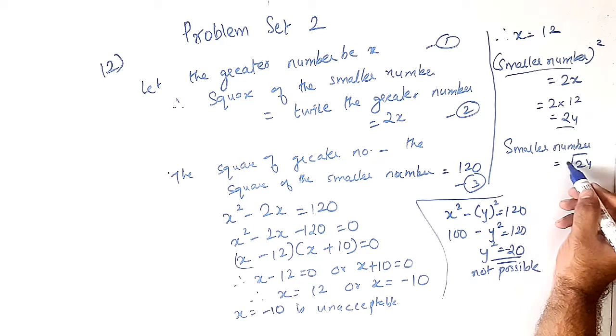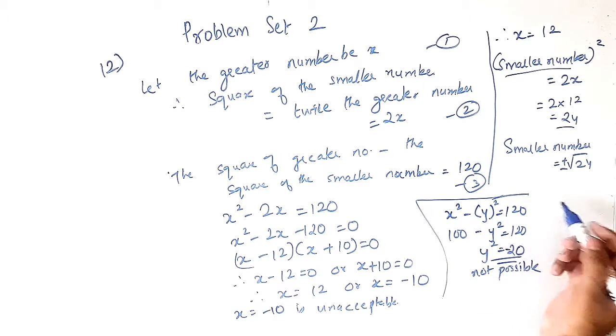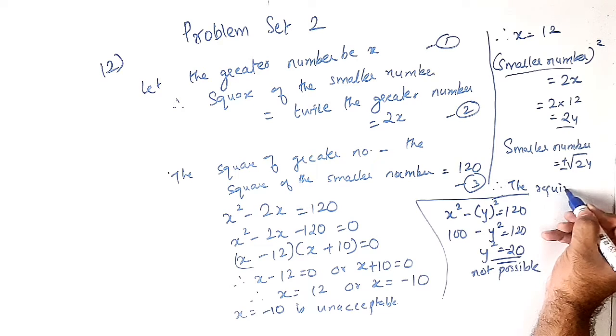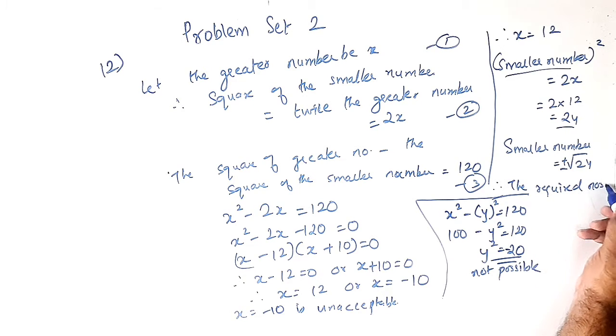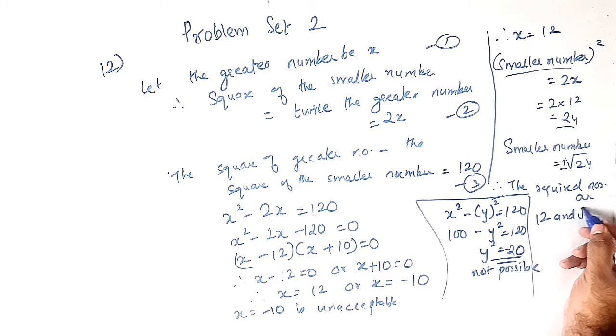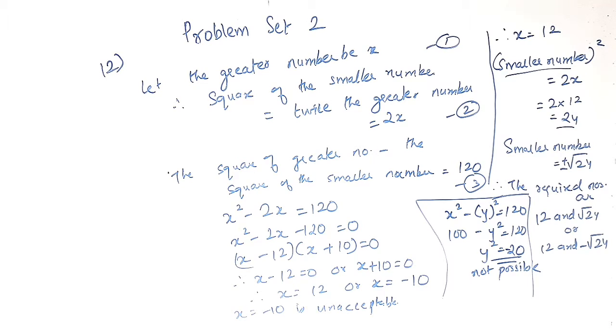That can be plus or minus. So the smaller number is plus or minus root 24. Therefore the required numbers are 12 and root 24, or 12 and minus root 24. Okay, very easy. Then coming to the 13th one.